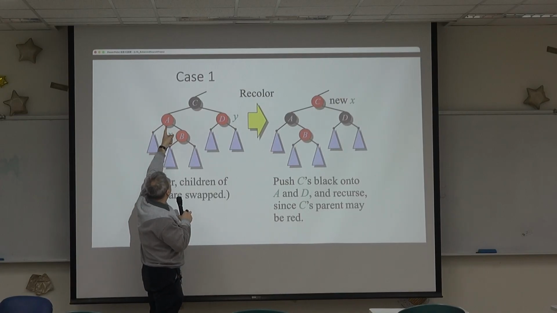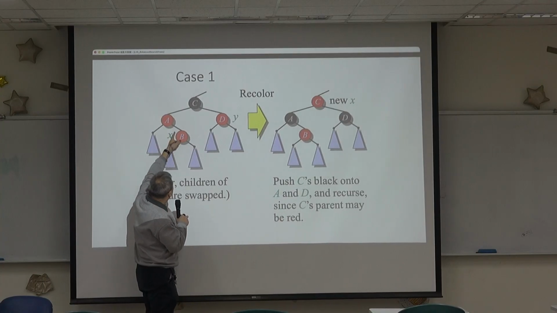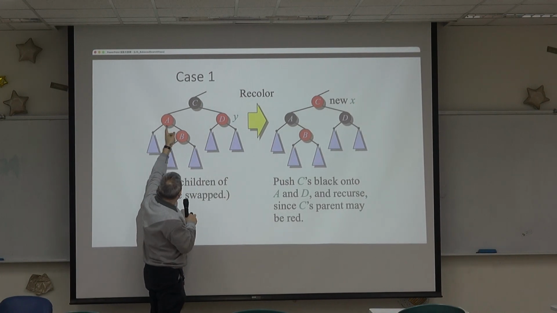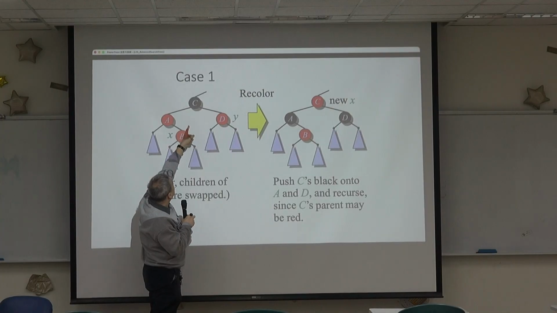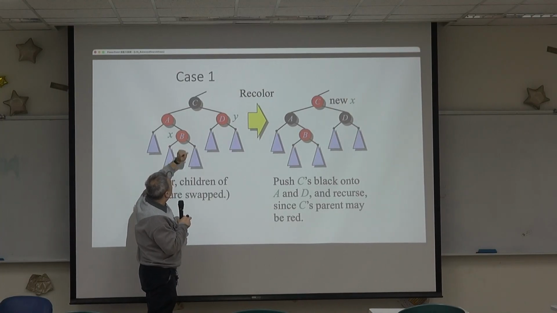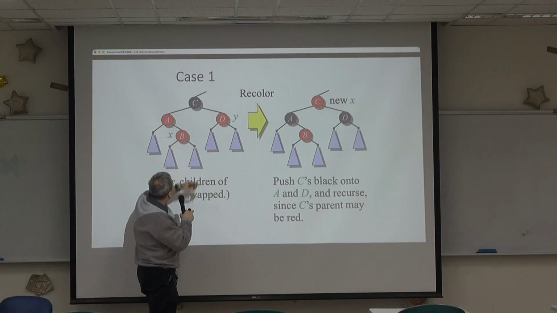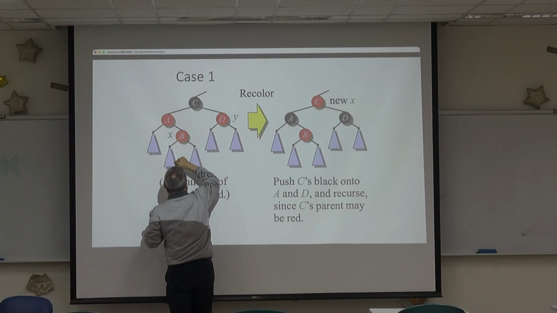Because the red node cannot have a red parent, so we mark this one red, and mark this one black, and this one has to be black too, because otherwise there's a problem here. I mean the purple. So we mark A and B to be black and C to be red.